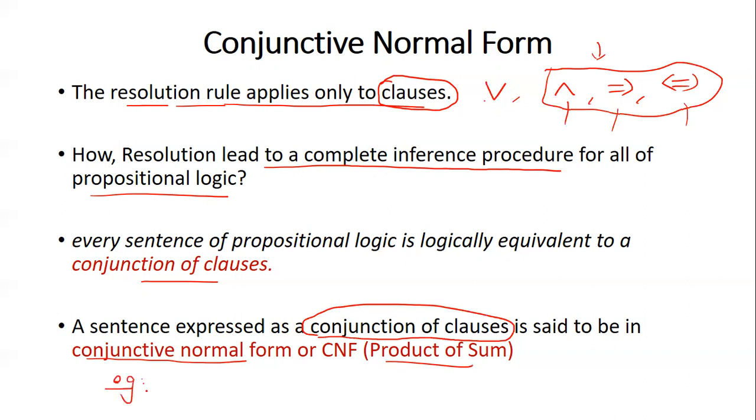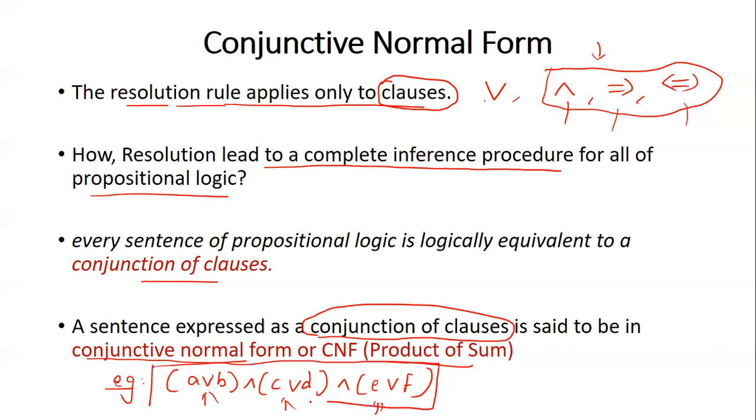So it is something like this. For example, A or B and C or D and E or F. This is a conjunctive normal form. So we call it product of sum. You can consider OR as sum. This is sum, this is sum, this is sum, whereas this is product. Okay. So the sentence should be strictly in this format. Now it is in conjunctive normal form, right?